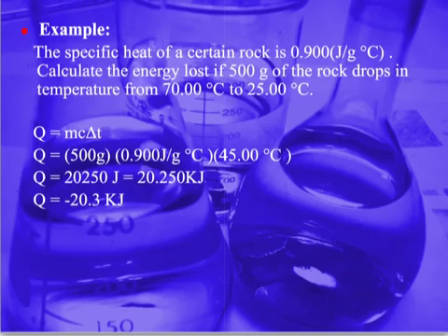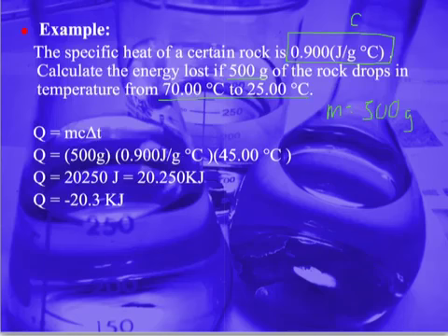Let's look at a quick example. We are told that the specific heat capacity of a rock is 0.9 joules per gram degree Celsius. Calculate the energy loss if 500 grams of the rock drops in temperature from 70 to 25 degrees. Here we have our C value. The mass is 500 grams.